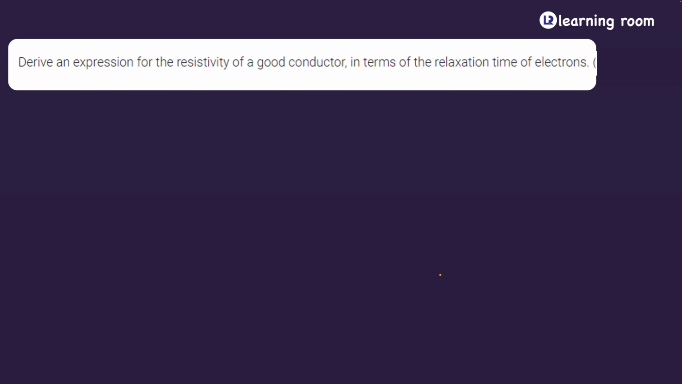Sir, for this, using Ohm's law, first we should find R, and then after finding R, we should divide it with L by A. First you have... See, I'll tell you what you're supposed to do. You need to start with this.